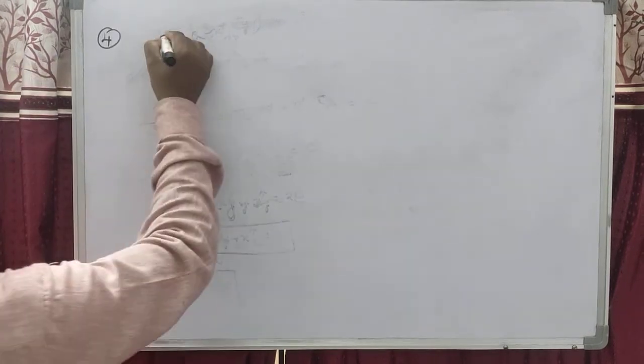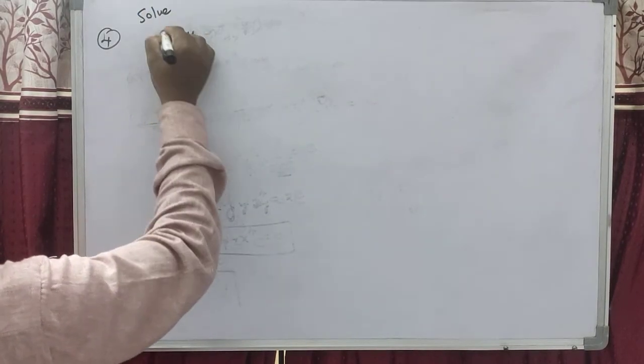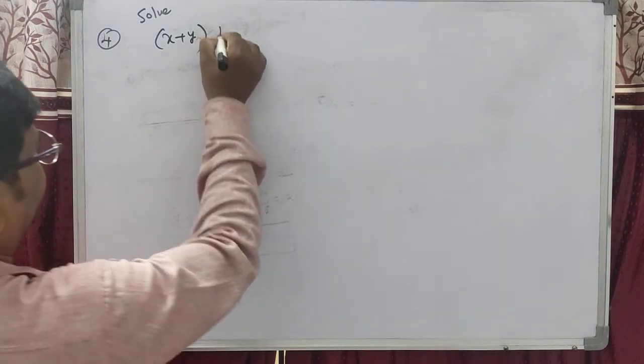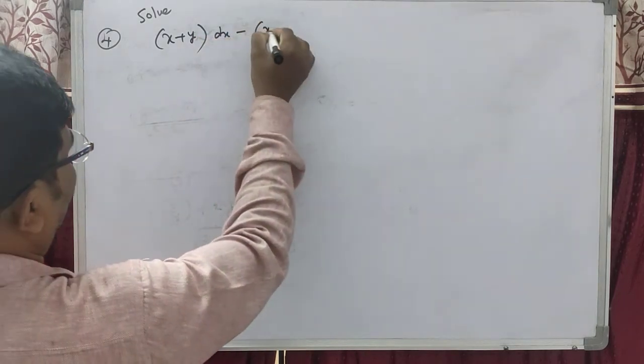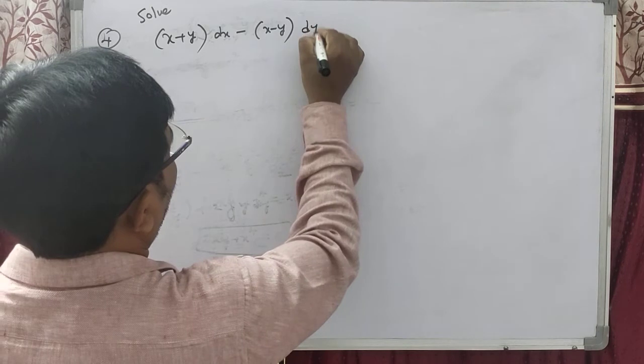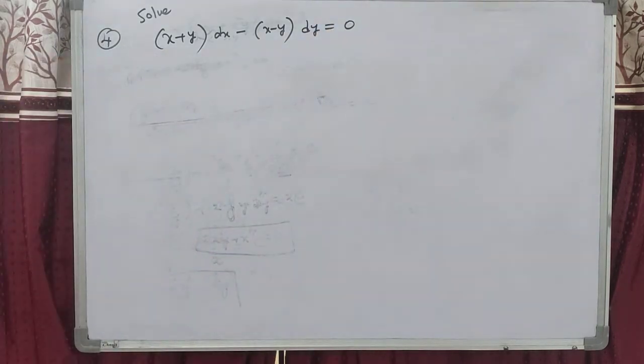My dear students, one more question. Solve (x + y) dx minus (x − y) dy. This is, students, (x + y) dx − (x − y) dy.